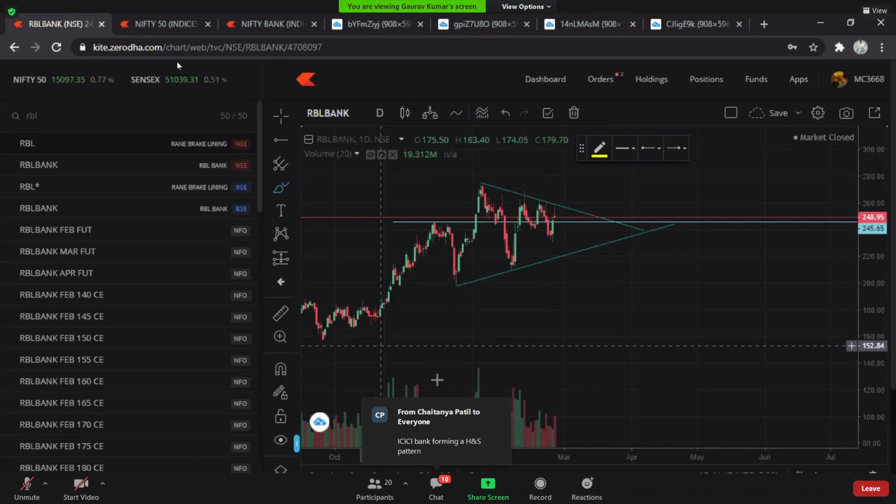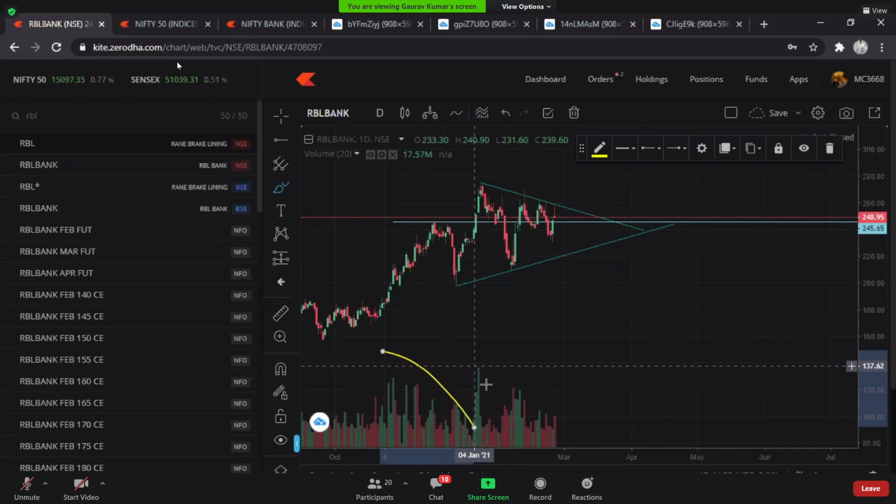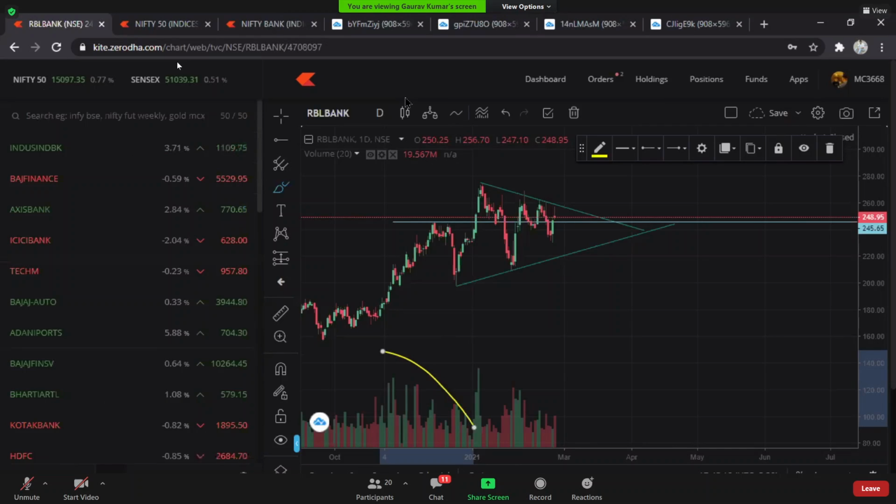The volume was decreasing, and all of a sudden, when the breakout happened, just look at the volume now. This is why I always tell you to look at volumes while seeing a breakout. How to find a proper volatility while trading? So always keep an eye on the index and the VIX. If that is calm, then everything is good.